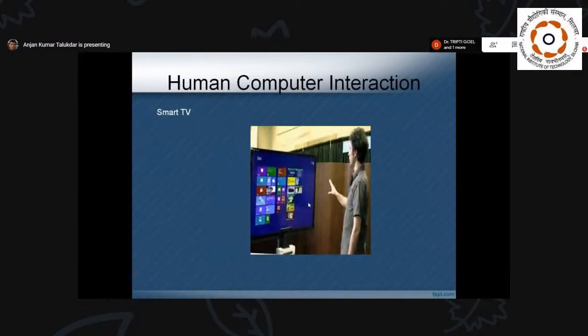Then human computer interaction. Now smart TVs are coming to the market where, with the help of your gesture, you can control your TV. No remote is required. Your hand is your remote actually. That is also coming nowadays in smart TVs.